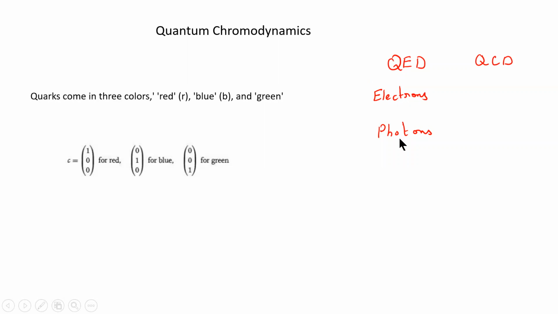So similarly, what happens here in QCD, quantum chromodynamics? So here we are talking about the particles that make up the nucleus, right? We are talking about the quarks, the particles that essentially make up the protons and the neutrons. So we are talking about here fundamentally quarks.